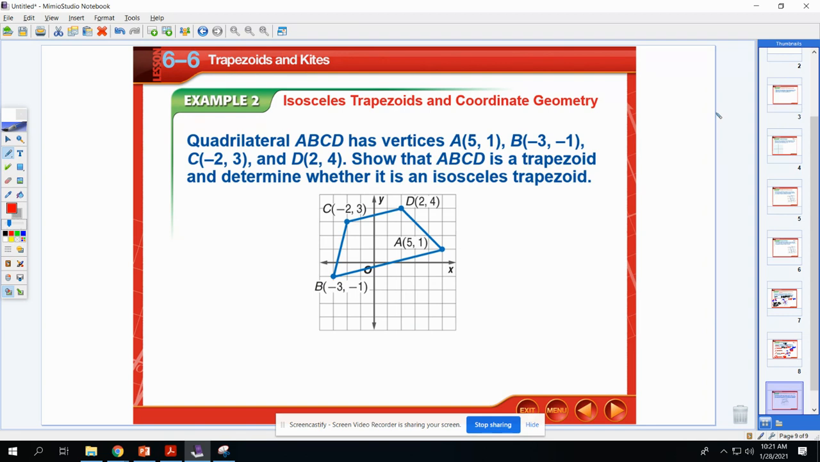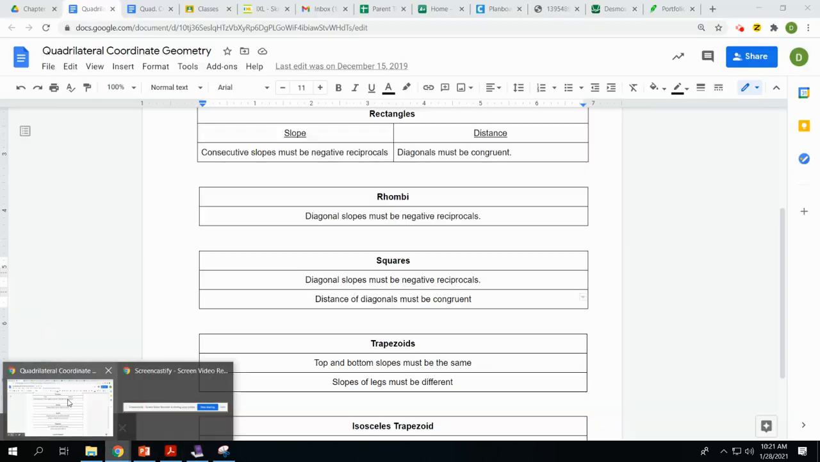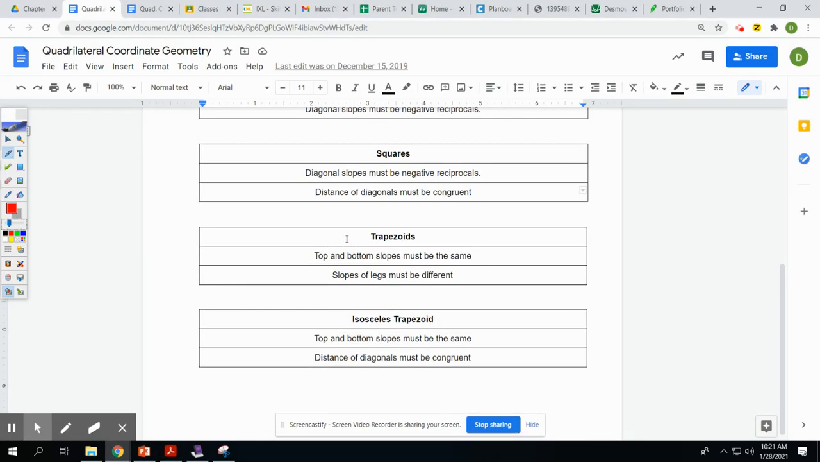Last one here. Got quadrilateral ABCD. We've got vertices 5, 1, negative 3, negative 1, negative 2, 3, and 2, 4. We're trying to show that ABCD is a trapezoid. We're trying to determine whether or not it is an isosceles trapezoid. So let's go over to our cheat sheet here and check out what we said about trapezoids.